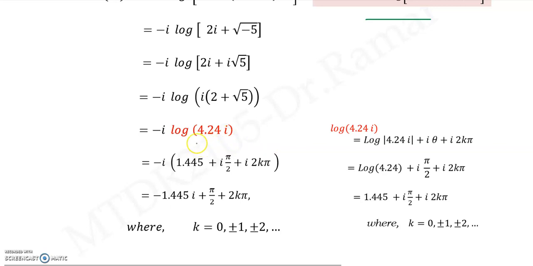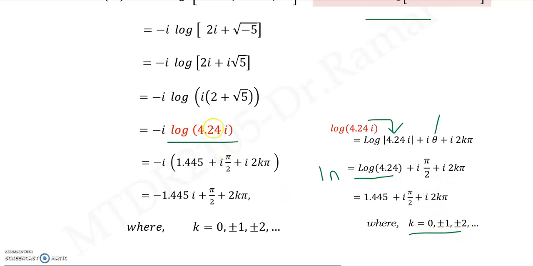Now how to find the value of this one? We know that logarithm of 4.24i is nothing but log of the absolute value of this complex number, plus I theta, where theta is the argument, plus I 2k pi. Now how to find the absolute value? You know that. So now log of 4.24 plus I, this theta is pi over 2. Now you find in the calculator the ln value of this, which is 1.445 plus the remaining term. Now what is k? K is any integer.